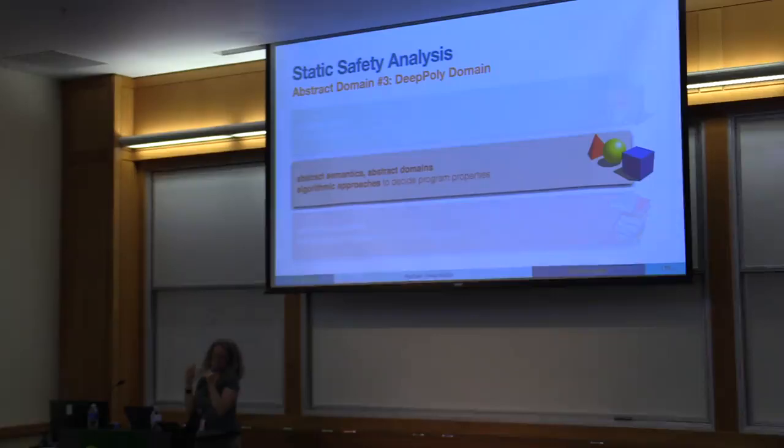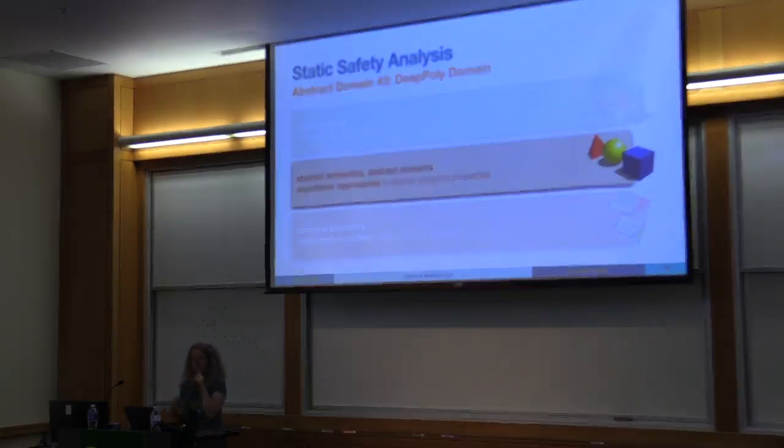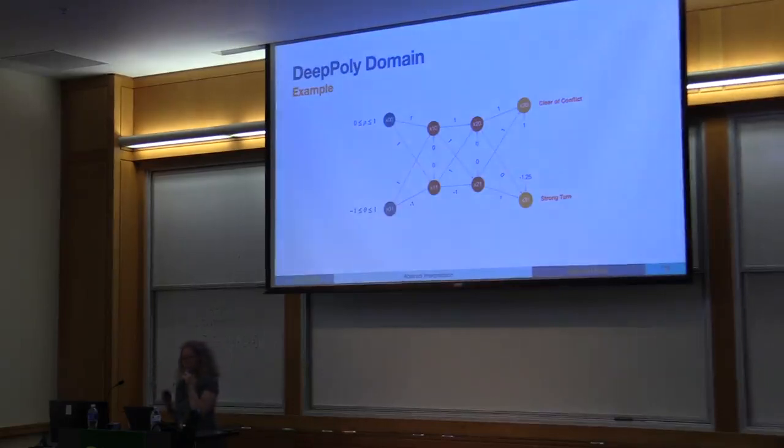So in fact, we can use the same domains as before, but I just wanted to show you how they're not always, like we have seen before, that this DeepPoly domain was the most precise one that we have, but it's not always the case. So I'll show you in this example here. This is the example we have seen before. These are the input specification. What we expect is that we have a clear conflict.